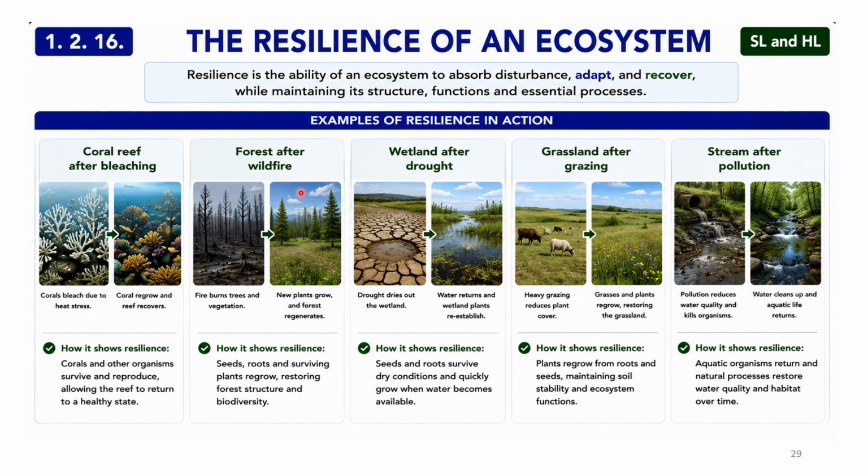Similarly, after a forest wildfire, surviving seeds, roots, and soil microorganisms enable vegetation to regenerate through ecological succession. A wetland affected by drought often recovers when rainfall returns, allowing aquatic plants and wildlife to re-establish. In grasslands, even after heavy grazing by livestock or wild herbivores, grasses frequently regrow from underground roots and seeds, restoring plant cover and stabilizing the soil.